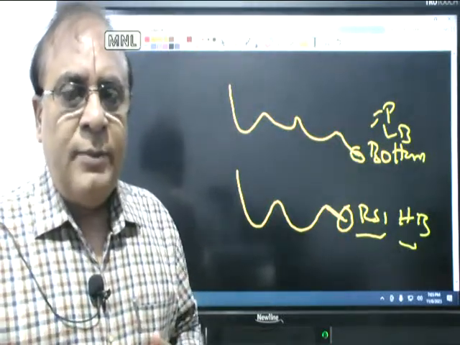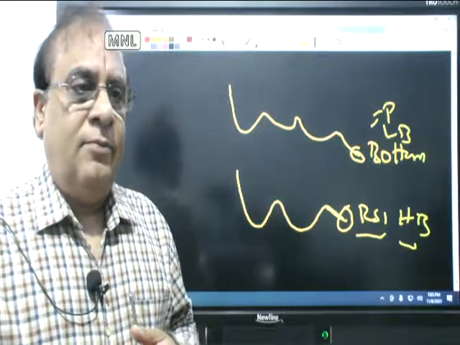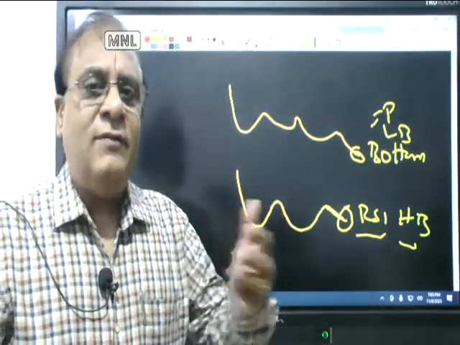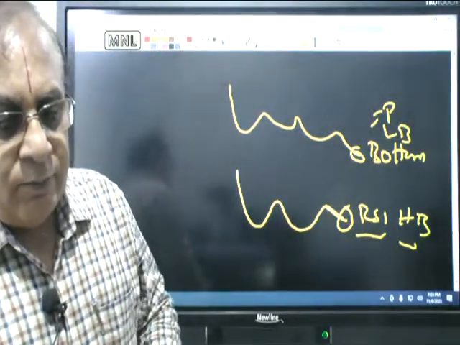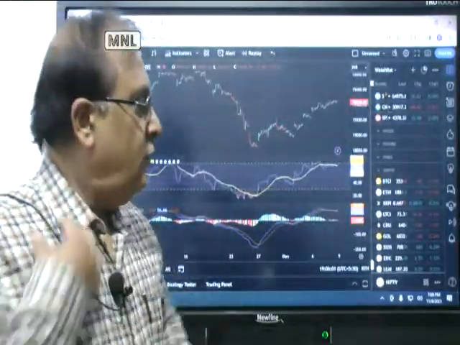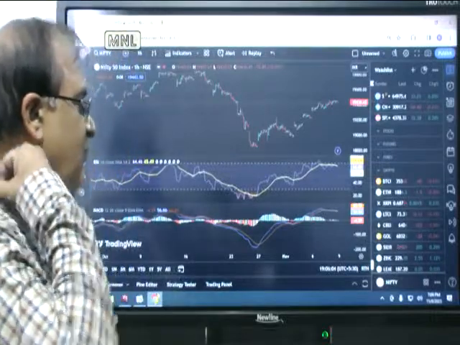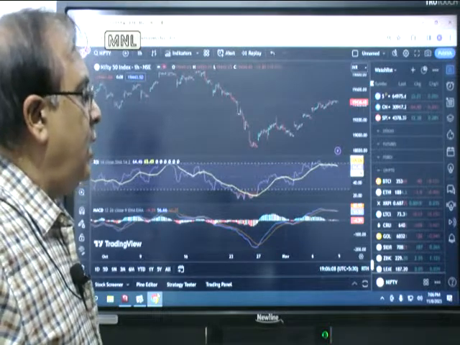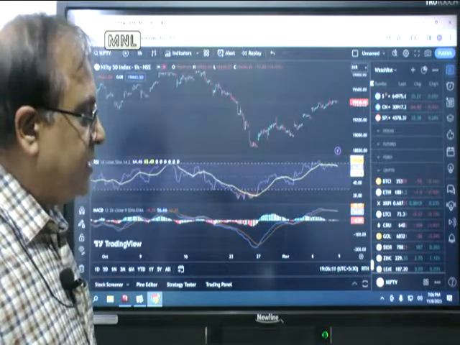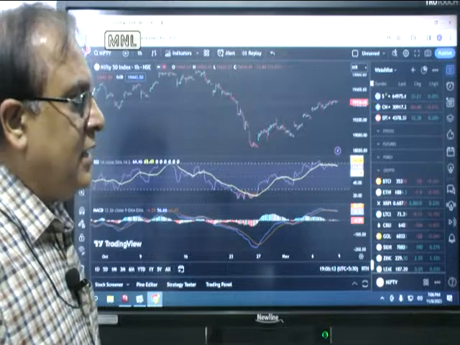Similarly, topping or bottoming out patterns can appear in a bigger time frame chart, which could be daily, weekly or monthly. Now let us look at the Nifty chart. This is the Nifty hourly chart. The reason why we are taking an hourly chart is because you may get more important divergences in an hourly chart compared to a daily chart.